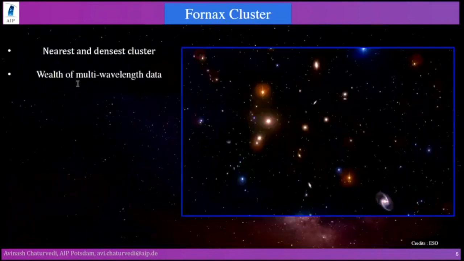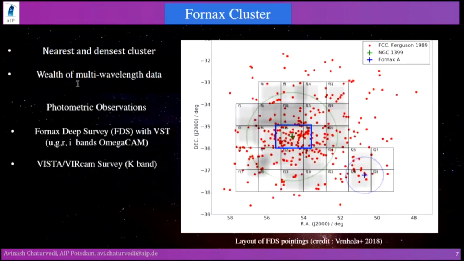Why? Because Fornax is one of the nearest and densest galaxy clusters, and it has been observed quite well in the different photometric wavelength regions. And thanks to the ESO wide field imaging surveys, such as the Fornax Deep Survey of the Fornax cluster performed with the VST in the photometric bands u, g, r, i, or the VISTA VIRCAM in the K band. And these surveys have helped in exploring the Fornax cluster environment in quite detail.